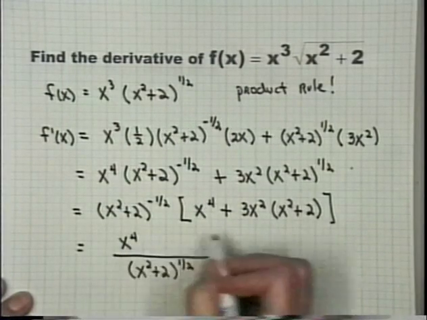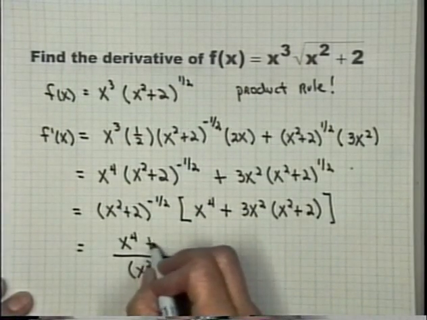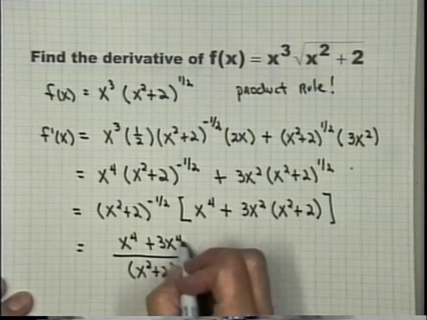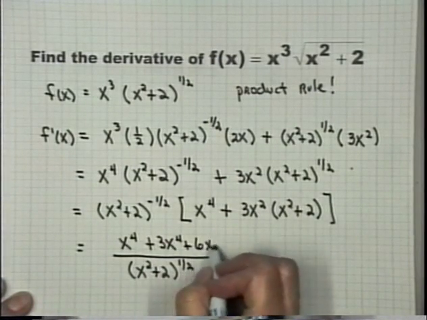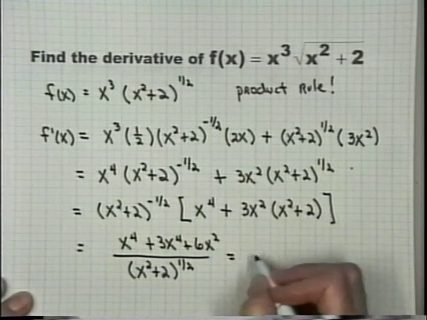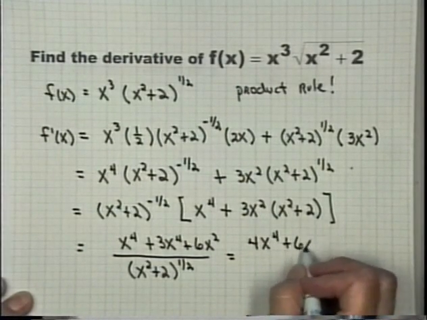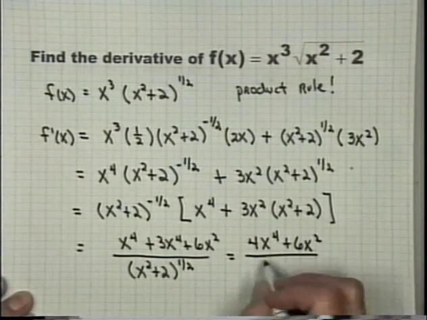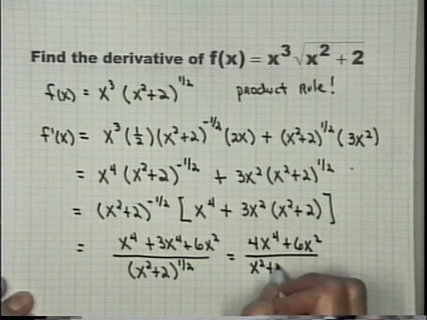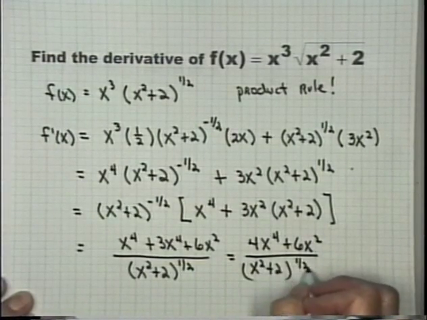I can do some simplifying. I can distribute here. That will give me 3x to the 4th plus 6x squared, and then adding like terms, I have 4x to the 4th plus 6x squared over x squared plus 2 to the 1/2 power.